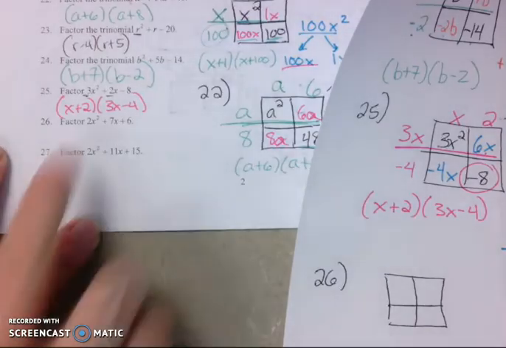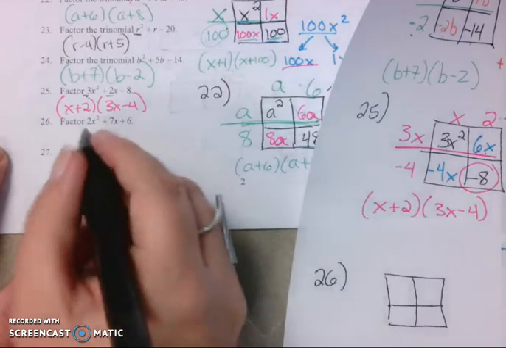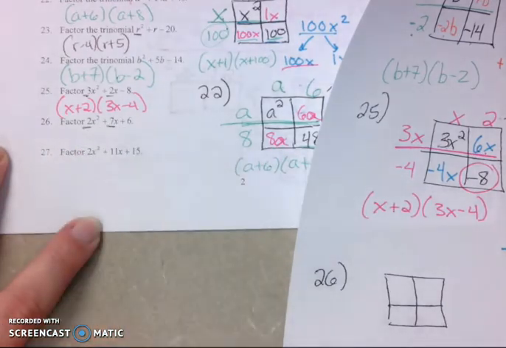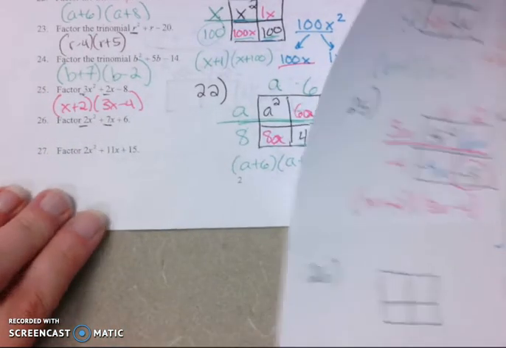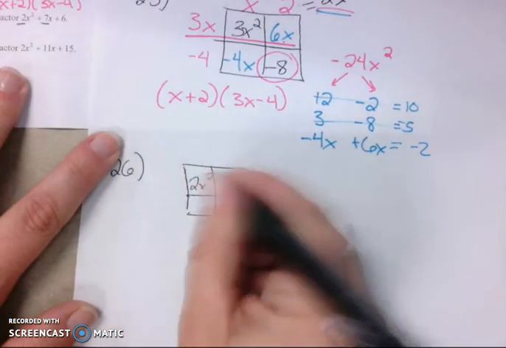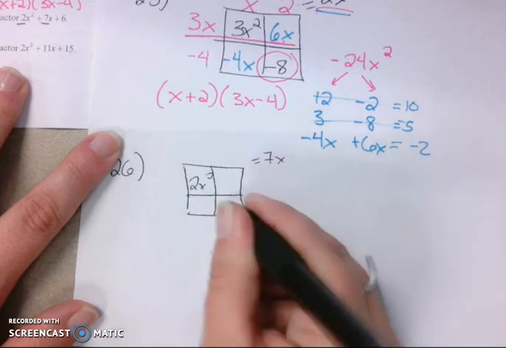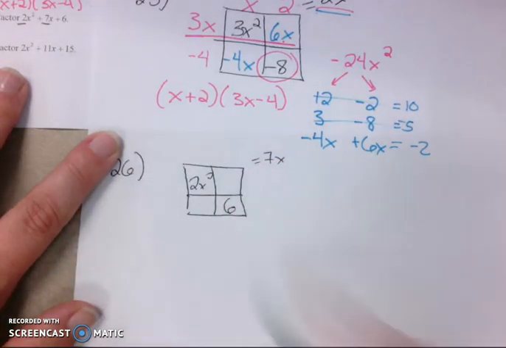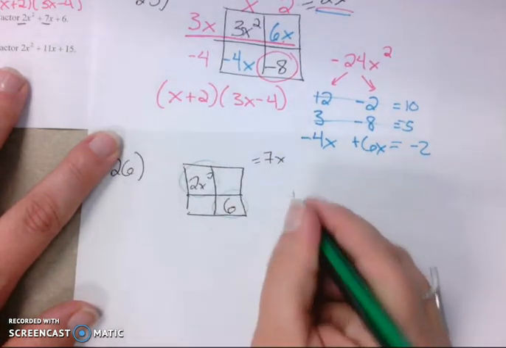Okay, for 26, GCF, 2 and 7. There's nothing that goes in 2 and 7. So there is no greatest common factor. So jump to the box. Okay, multiply these together. I get 12x squared.